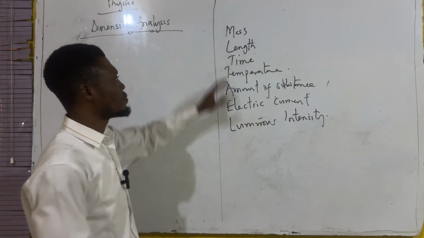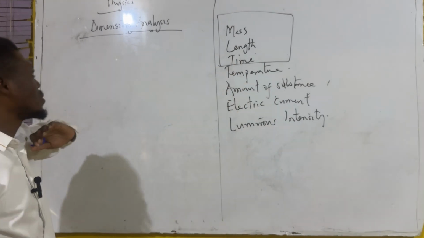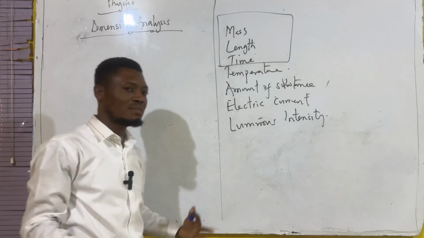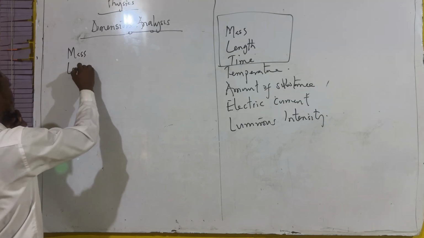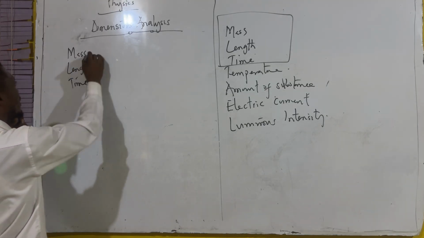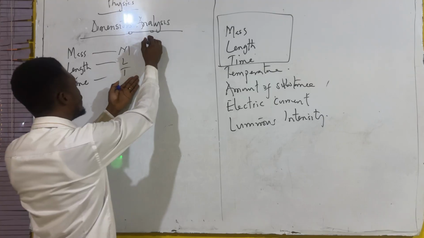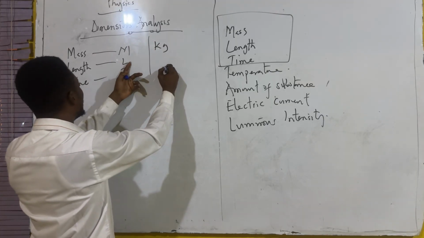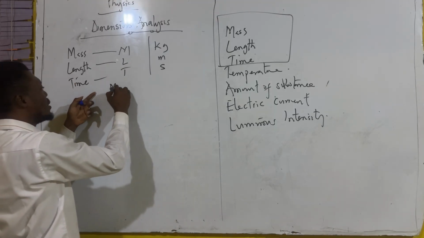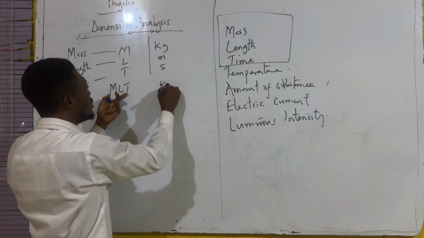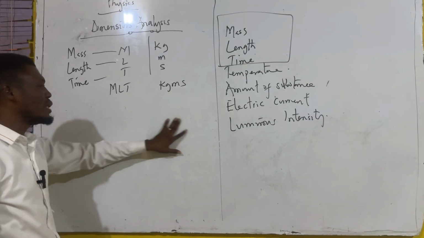Out of these seven, what we need is just these three to do dimensional analysis: mass, length, and time, because they are the most important form for dimensional analysis. We call them MLT. Their units: the unit of mass is kg, the unit of length is meter, and the unit of time is seconds. So we use MLT for dimensional analysis, and we use kg, m, s to calculate units.